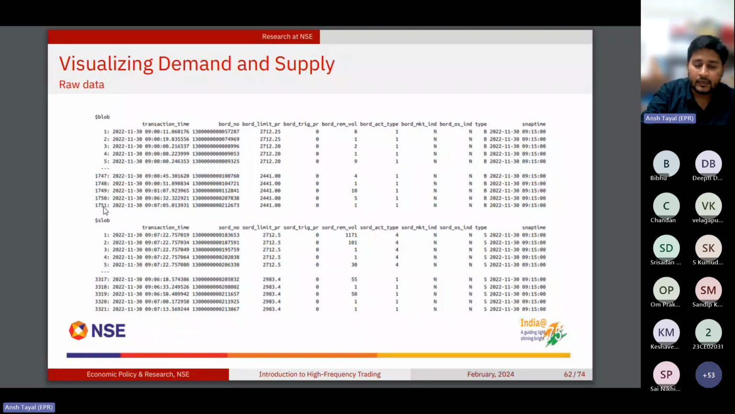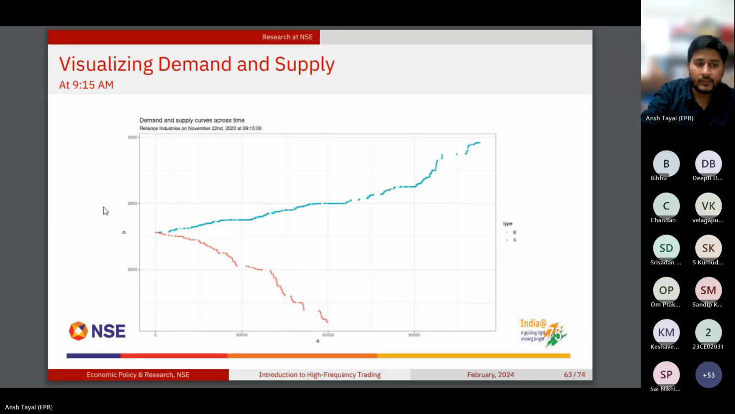So 1700 ticks. Now, visualizing demand and supply. If you look at demand and supply at any given point, you would want to see it, right? At 9:15, what this graph tells me is, for Reliance Industries on 22nd November 2022, this was the demand and this was the supply. So people who are willing to sell and people who are willing to buy.